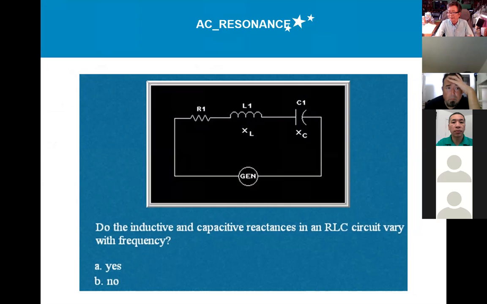Okay, now we try to get two things. Do the inductive and capacitive reactance in RLC circuits vary with the frequency?